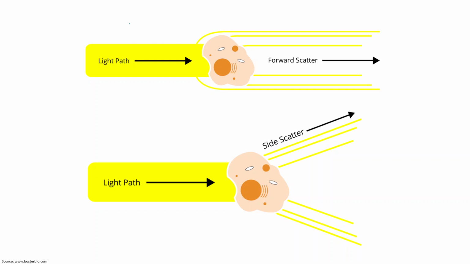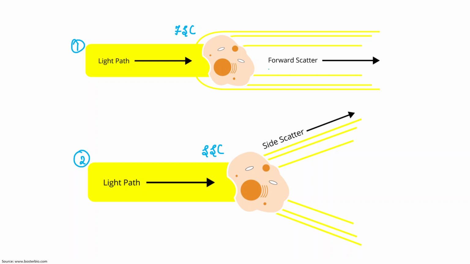So, as you can see, this is the light path. Your cell is in the light path. Here in the second image also, your cell is in the light path. I'll discuss the forward scatter first. These two parameters, forward light scatter or FSC and side light scatter or SSC, happen as a result of this fluorescence emission signal, right?